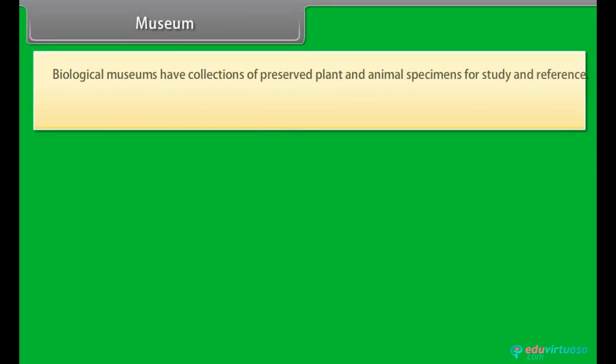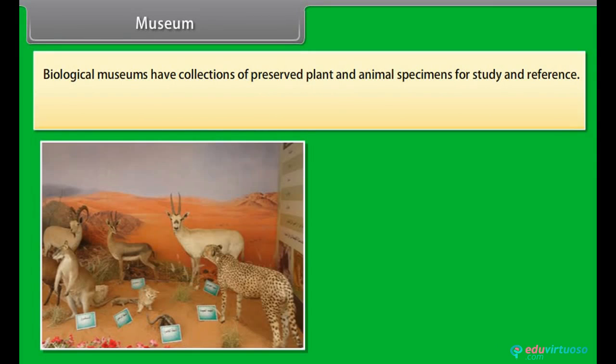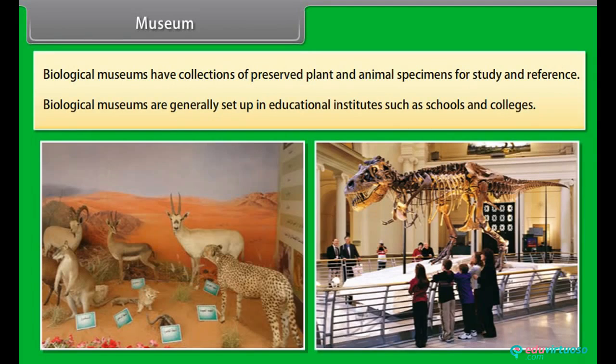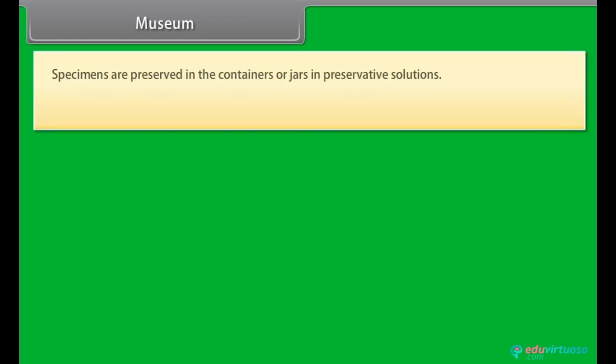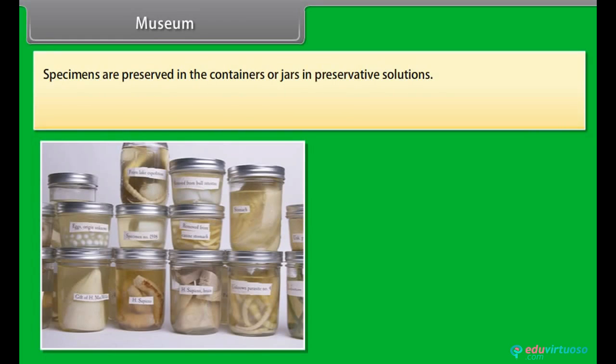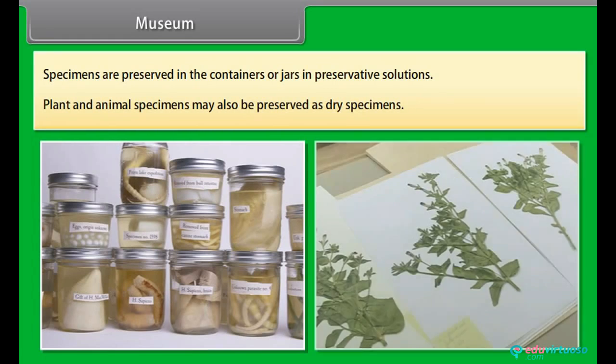Museum. Biological museums have collections of preserved plant and animal specimens for study and reference. Biological museums are generally set up in educational institutes such as schools and colleges. Specimens are preserved in containers or jars in preservative solutions. Plant and animal specimens may also be preserved as dry specimens.